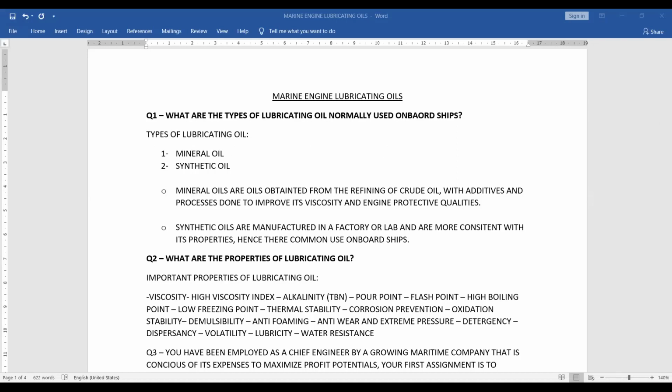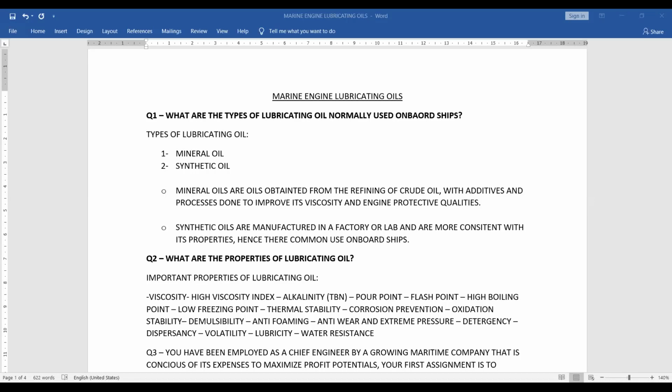So just in case you are in an interview and they ask you, what type of oil do you use on board your vessel? Normally, we use synthetic oil. And this is the oil that is manufactured for what your engine needs. So they manufacture this oil to meet those parameters.